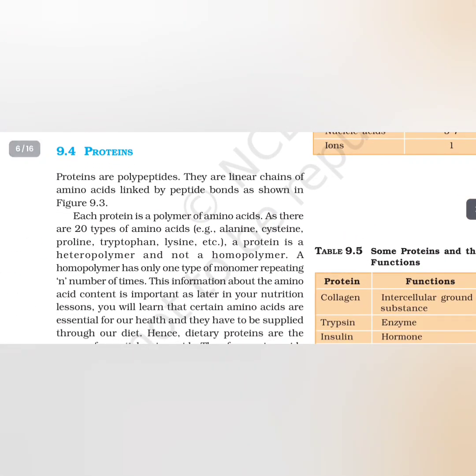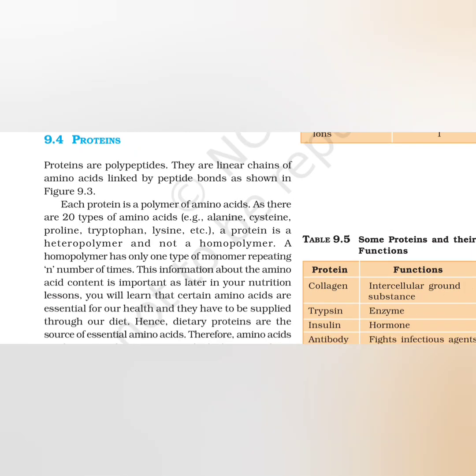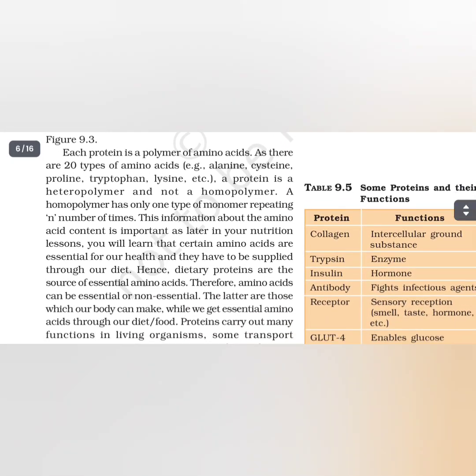Proteins are polypeptides. They are linear chains of amino acids linked by peptide bonds as shown in figure 9.3. Each protein is a polymer of amino acids. There are 20 types of amino acids, for example alanine, cysteine, proline, tryptophan, lysine, etc. A protein is a heteropolymer and not a homopolymer. A homopolymer has only one type of monomer repeating n number of times.